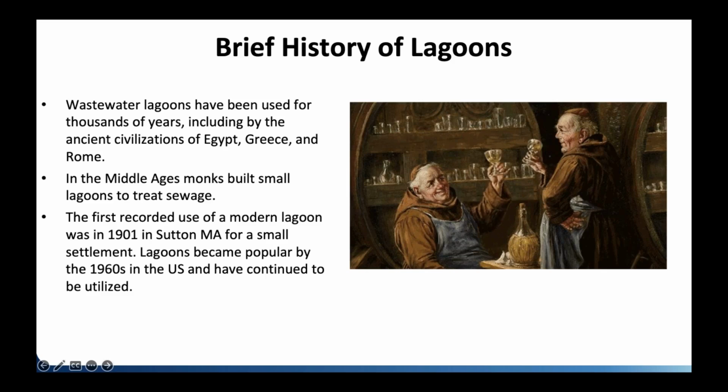In the United States, the first recorded use of a lagoon was in 1901, by a small settlement, and they became very popular in the 1960s after the Clean Water Act was passed, as a wastewater treatment method that could be utilized in smaller communities in more rural areas and so on. That'll be evident as to exactly why pretty soon.